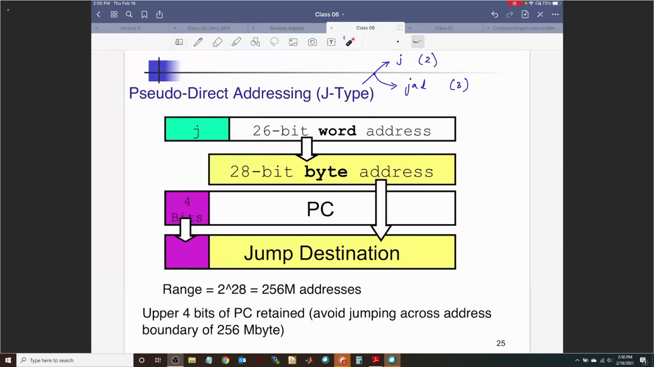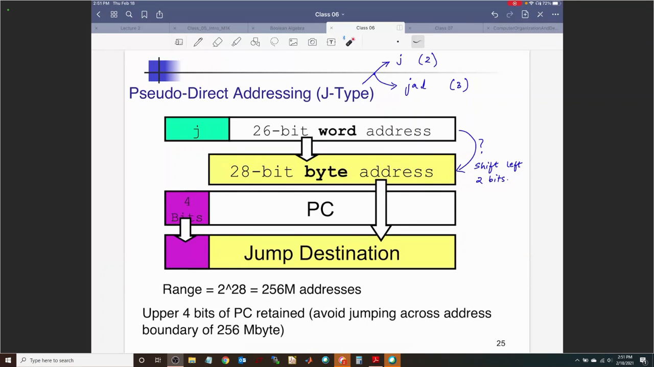Anybody tell me how am I going to accomplish that? How do I go from here to here? Make a 26-bit word, add 2 zeros to the end. Perfect. Or can I say shift left 2 bits, and the empty spots it creates, I'm going to fill in with 2 zeros. I'm going to shift left 2 places, and the 2 empty spots it creates, I'm going to fill in with 2 zeros over there. I got a 28-bit byte address now.